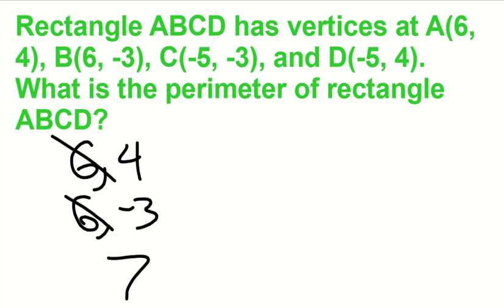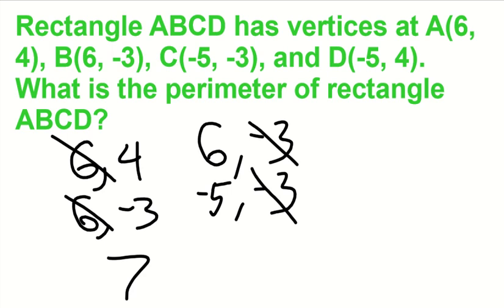Then we need matching Ys. When you get matching Ys, one of these points needs to repeat. It doesn't matter which one's repeating, but one of them is going to repeat. So we could do it this way. The negative 3's match. From 6 to negative 5 is 11.